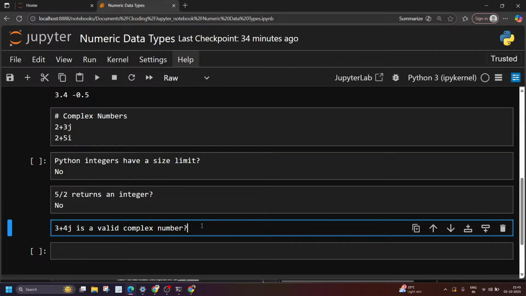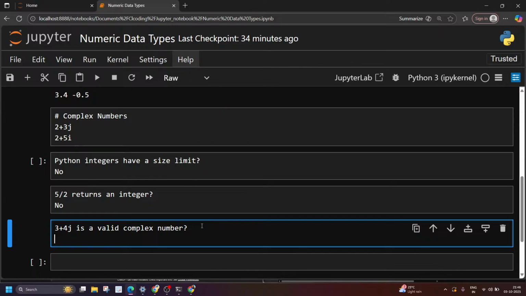Okay, some of you are answering no and some of you are answering yes. Let's see the correct answer. The correct answer is yes. Python represents the imaginary part with j, not i as in math. So this is a perfect complex number.